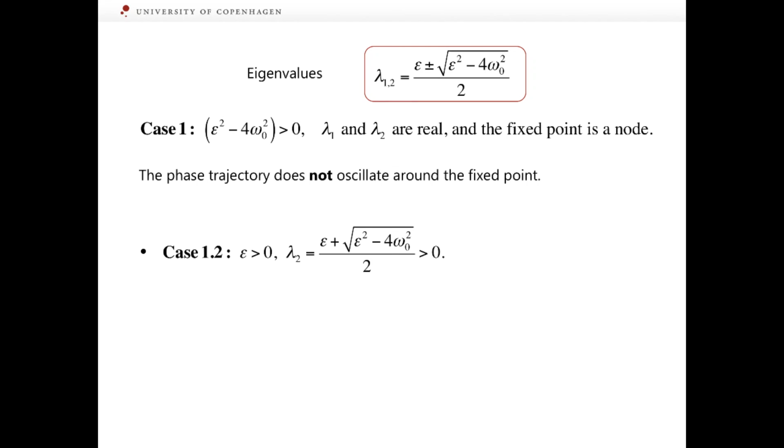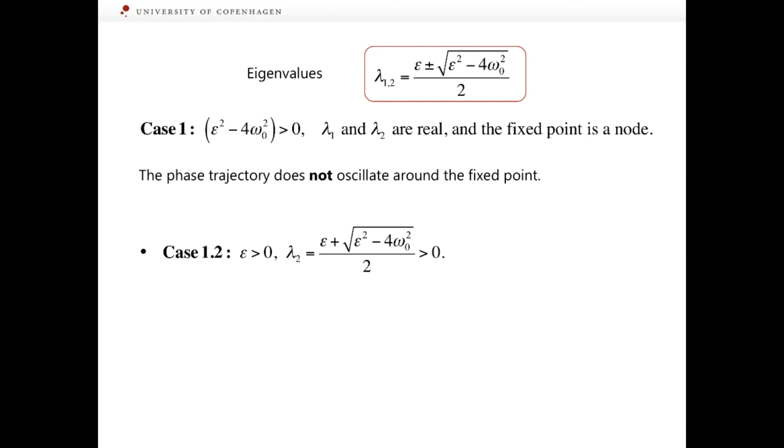Now consider the second subcase of the same case. Assume that epsilon is now a positive number and start from the second eigenvalue, because you will see it will be more obvious. To form the second eigenvalue, we take a positive number epsilon and add a positive number square root. The result is another positive number, which means the second eigenvalue is positive. What about the first eigenvalue?